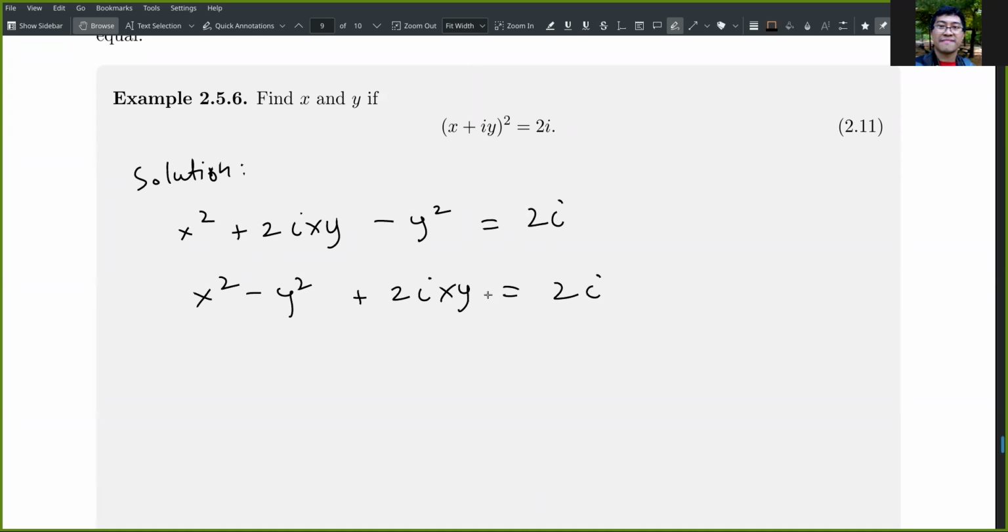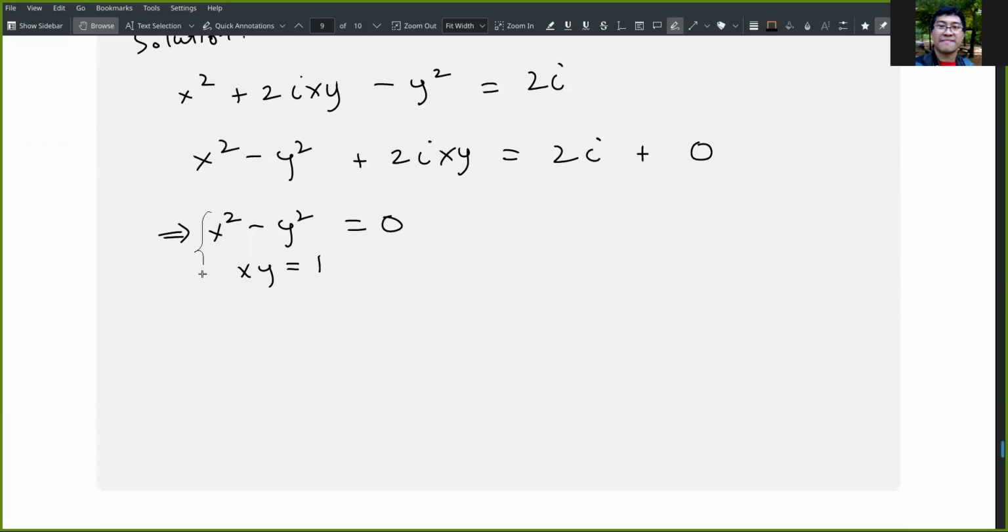Now if you compare the left side and the right side, this x squared minus y squared, which is a real part, has no counterpart here. So basically we can say this is plus 0 real part. This means that x squared minus y squared is equal to 0. Another equation is that this should be equal to this, or that xy equals 1.